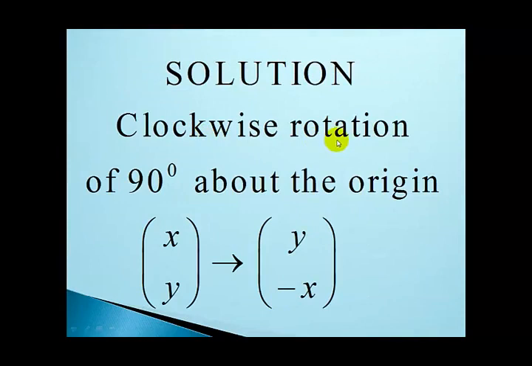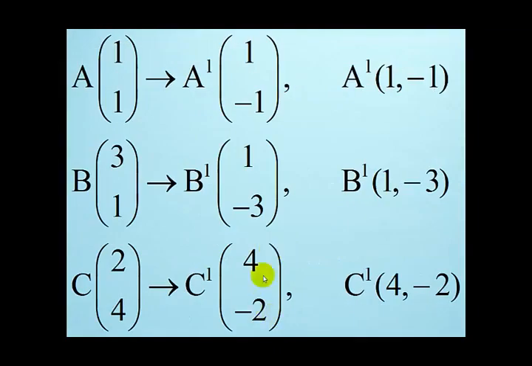Clockwise rotation of 90 degrees about the origin. The rule is (x, y) maps to (y, -x). That is, y goes up, x comes down, but the x coordinate is negated. With the point A(1, 1), the image will be (1, -1), because the y goes up, the x comes down, and we negate it. So A prime is (1, -1).